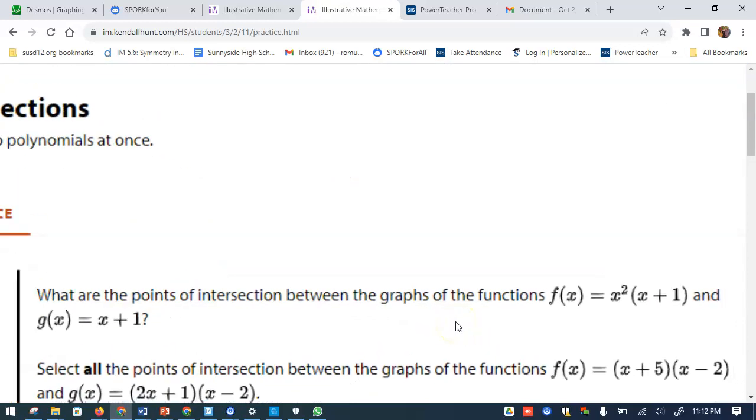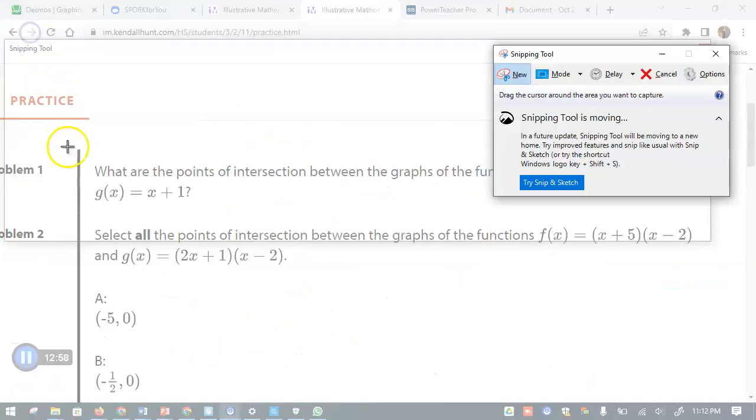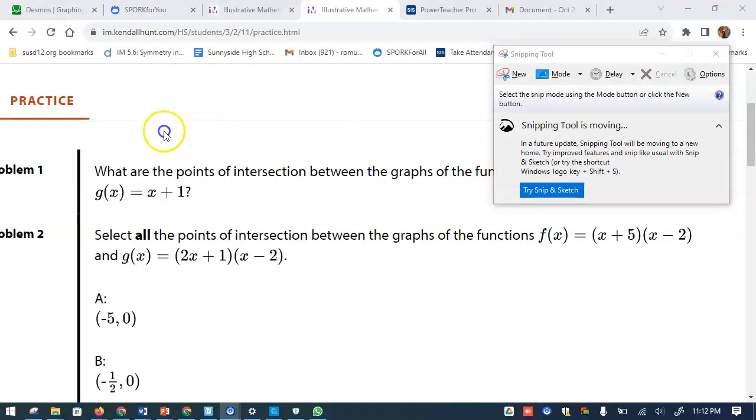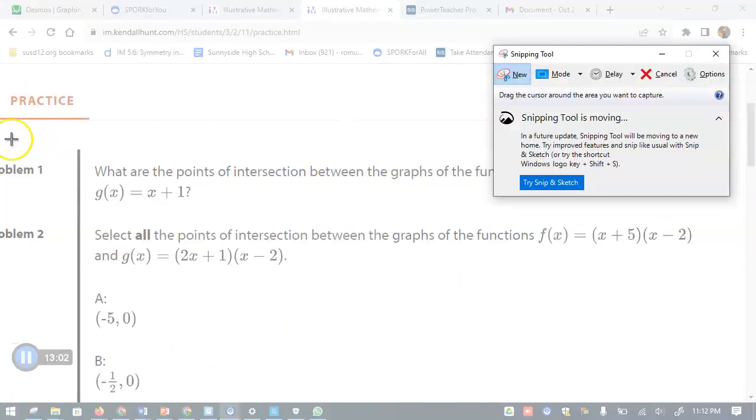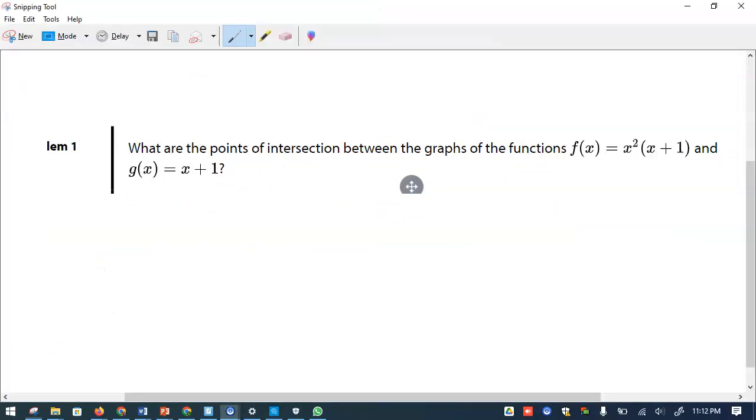Okay. So the first problem is, this is the first problem. What are the points of intersection? We want to know where they cross each other, right?